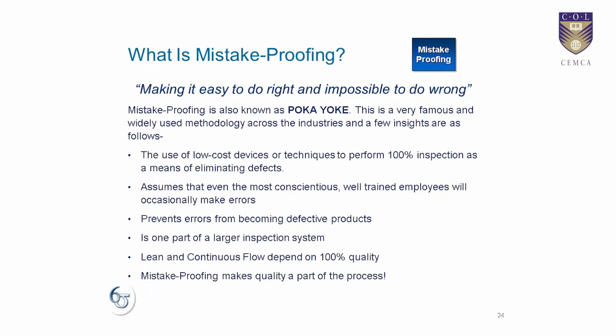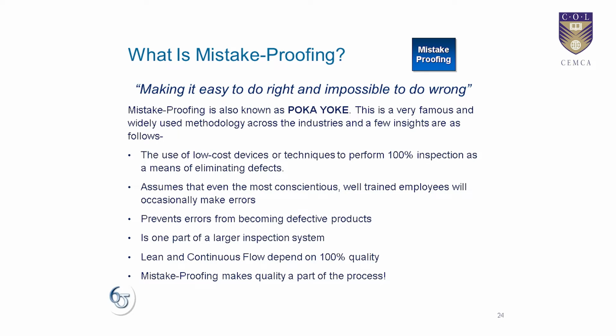If you can see my screen here, we're talking about what is mistake proofing. It says making it easy to do right and impossible to do wrong. Mistake proofing is also called poka-yoke in Japanese, P-O-K-A-Y-O-K-E, poka-yoke, which means avoid the inadvertent error, meaning any error that is preventable, stop it.